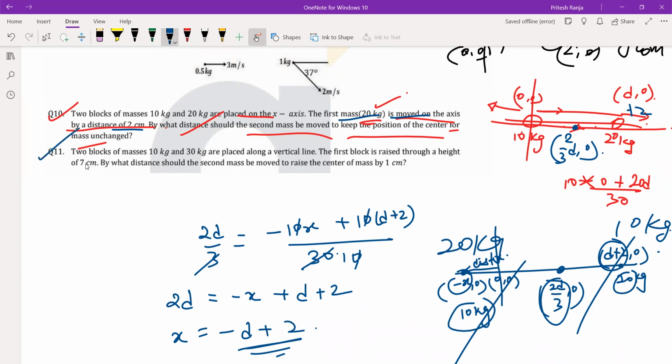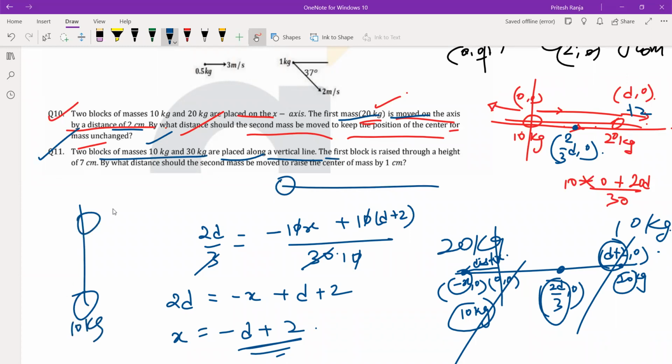Number 11, two blocks of masses, these are placed along a vertical line. ठीक है, यहाँ पर भी मेंशन नहीं है 10 कहाँ है 30 कहाँ है, तो जनरली हम जो पहले होता है उसको नीचे ले लेते हैं, या ऐसे प्लेस किया हुआ है तो पहले को हम यहाँ ले लेते हैं, right. So 10 kg यहाँ है, 30 kg। First block is raised to a height of 7 centimeter. By what distance should the second mass be moved to raise the center of mass by 1 centimeter?